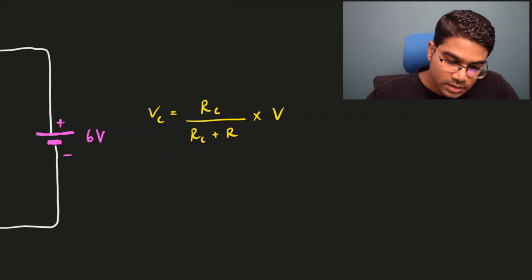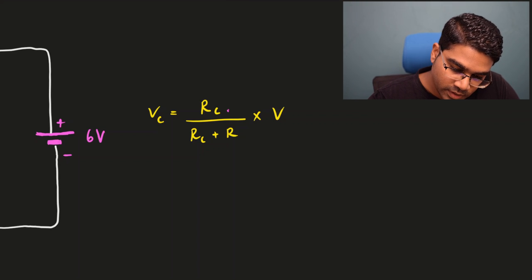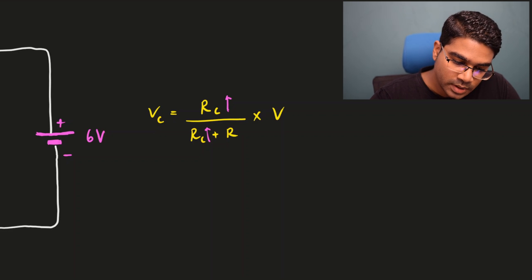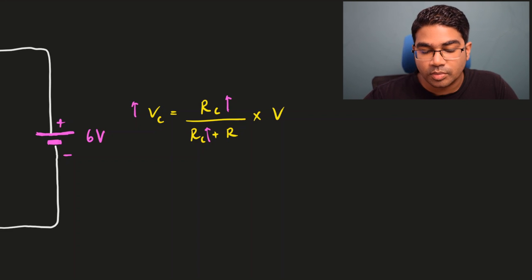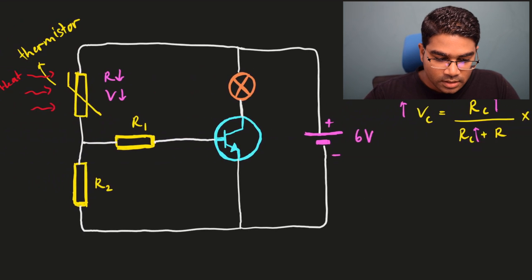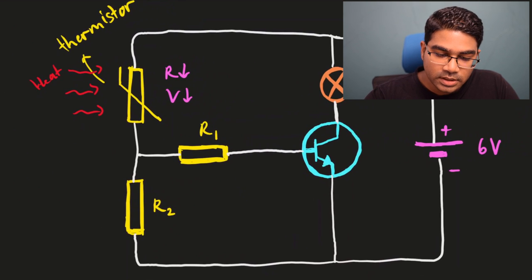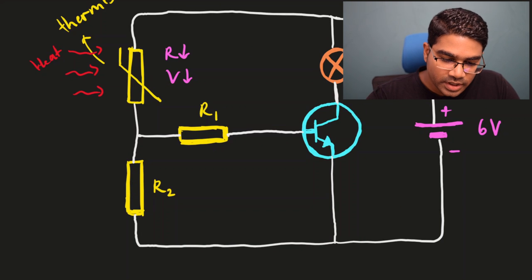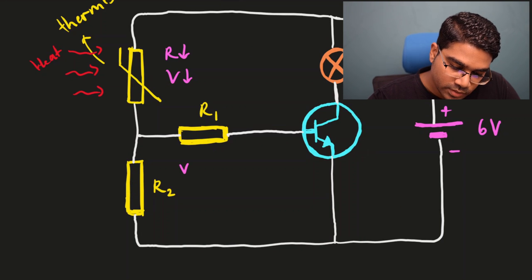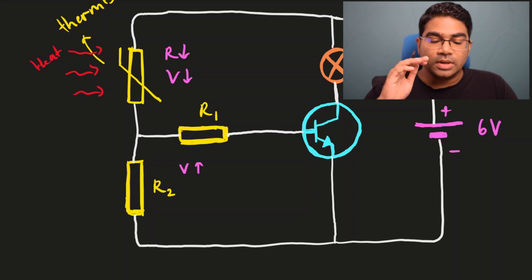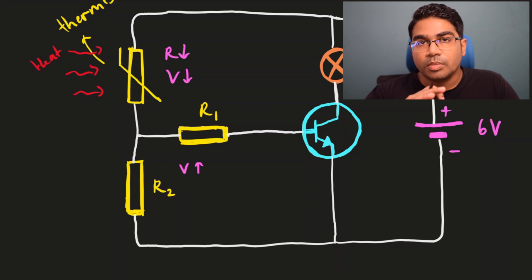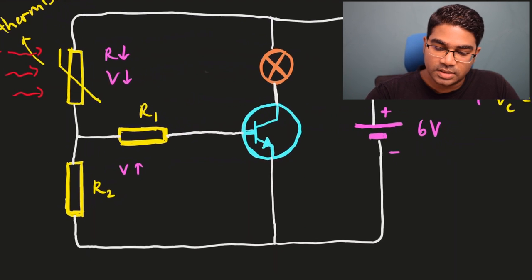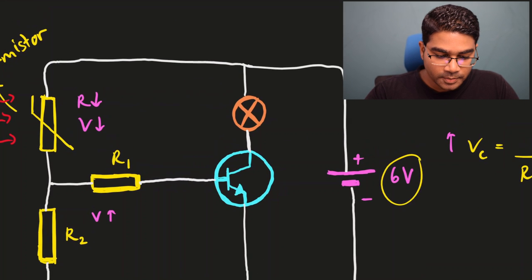So as you can see, if the value of the resistance of the component goes up, the potential difference across the component is also going to increase. Now, when it decreases, it also decreases. So it works both ways. When the potential difference across the thermistor decreases, then the potential difference across R2 is going to relatively increase. Because remember, the sum of potential difference of each component in the potential divider equals our EMF, which equals 6 volts.